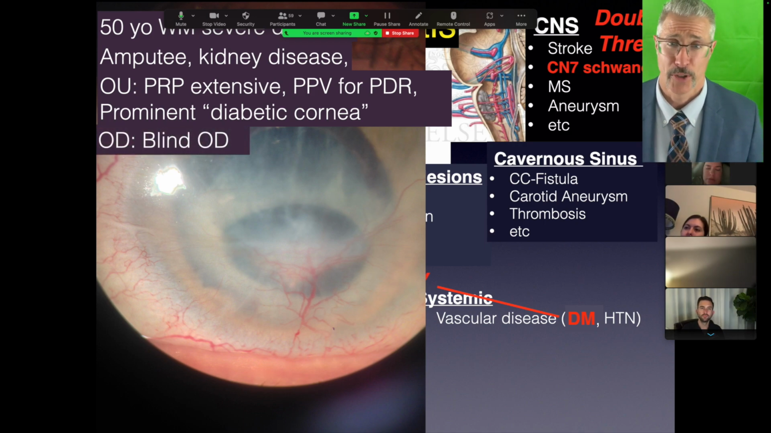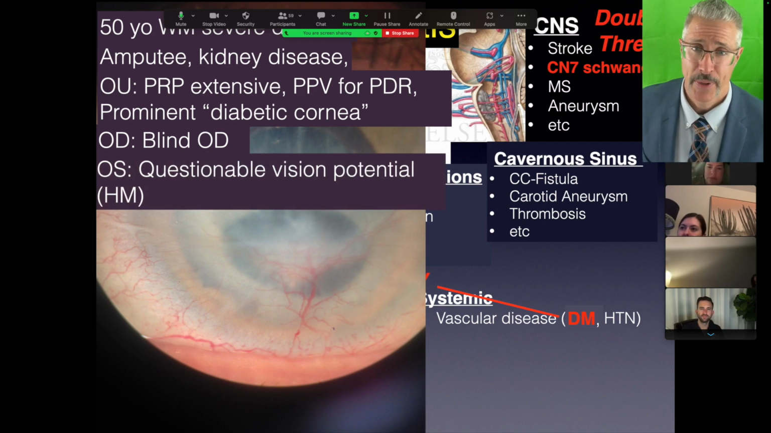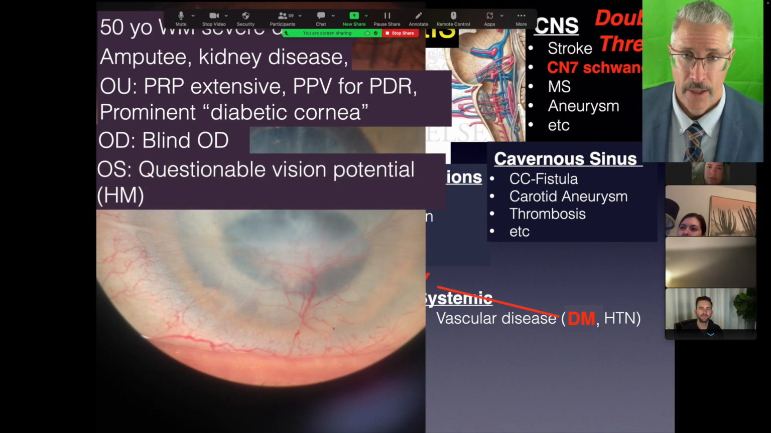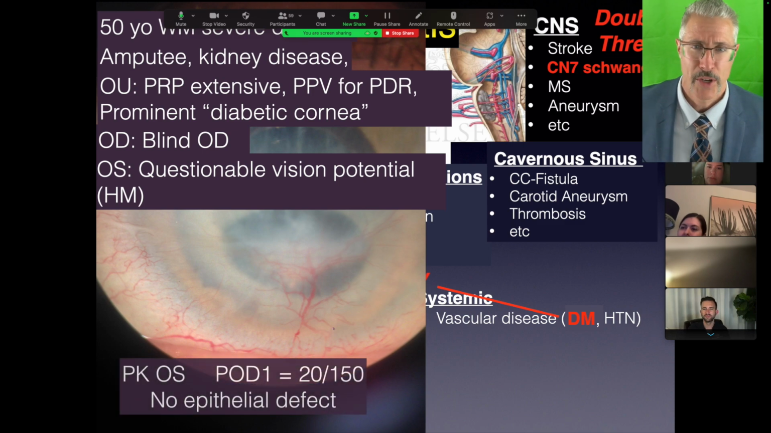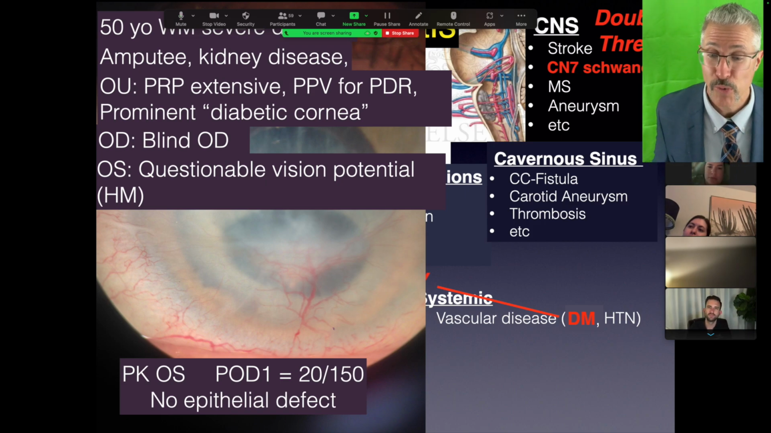What do you think his retinas are going to look like? Right eye's blind, by the way, has no hope of vision. Left eye, he's been hand motion for years. And he had these surgeries years ago before his cornea went bad. I'm like, you don't have any hope. What's that? Somehow he talked me into doing a PK, and he was 20/50.